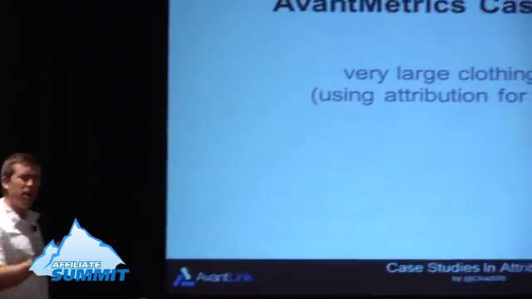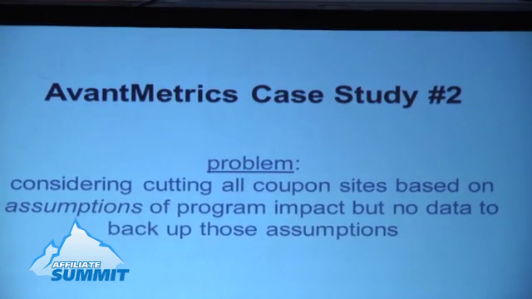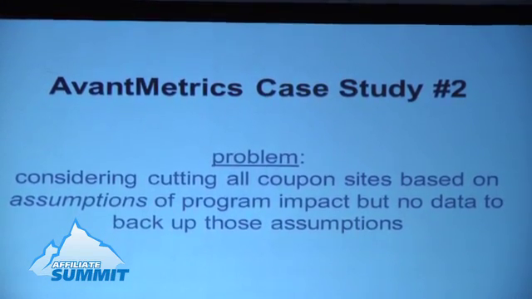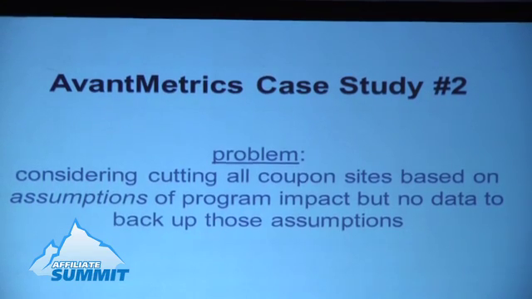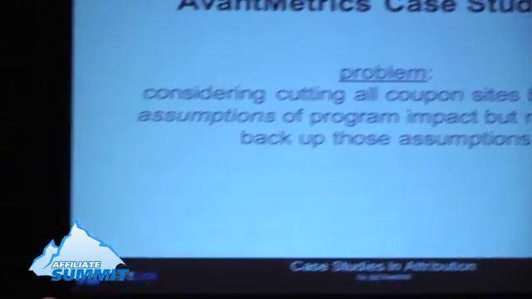A very large clothing retailer. I'm sure that maybe at least one of you is wearing a piece of their clothing in here. They've been using attribution for about 10 months at the time of putting this together. And their problem was a little bit different. Outside of also wanting to create a dynamic payment system, they were considering the idea of just giving the axe to every single coupon site that they worked with.